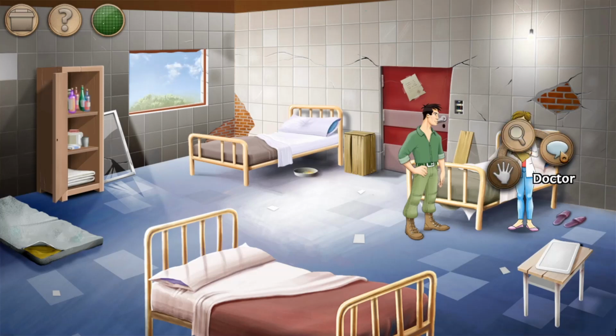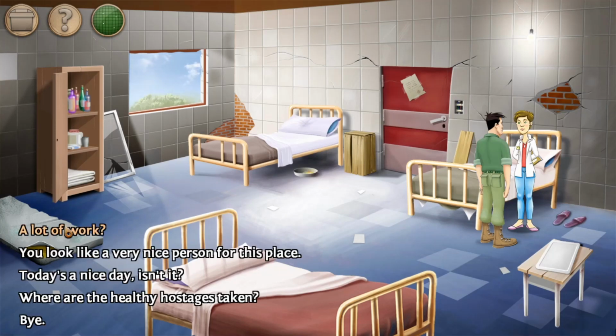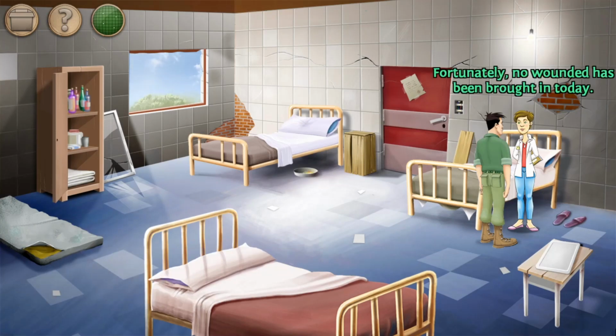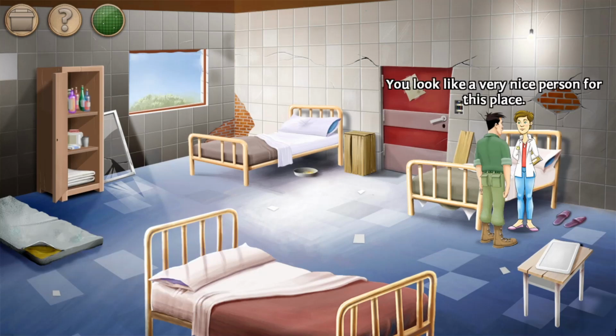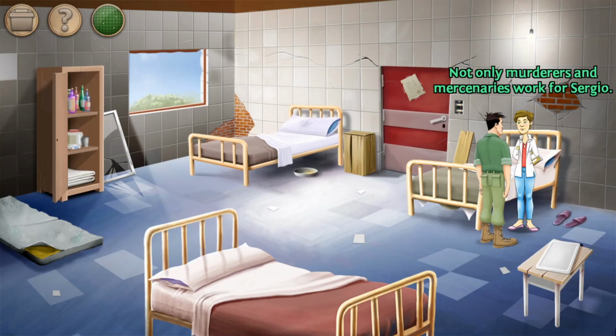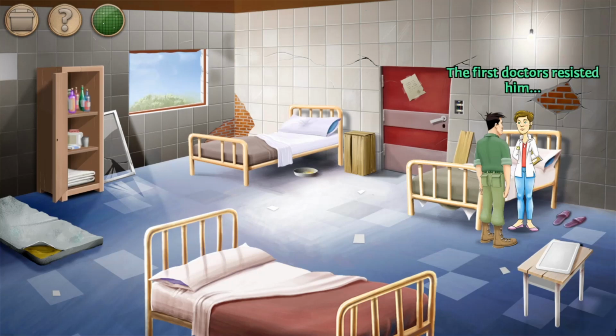Let's talk to the doctor. Hi. Hi. A lot of work? Fortunately, no wounded have been brought in today. Better for me. If I see blood, I faint. You look like a very nice person for this place. Not only murderers and mercenaries work for Sergio. Besides, since he took over the Garahan, there's not much of a choice. The first doctors resisted him, and they didn't do well.